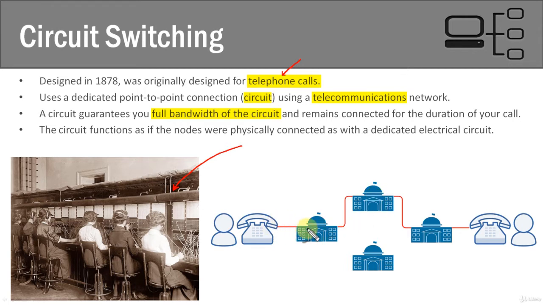So we have the full bandwidth. Nobody else can use this circuit. And so whenever we're talking to this person, or if we're on our dial-up modem and we're communicating with somebody else, nobody else can use that circuit. So it's a dedicated electrical circuit set up for our communication. Now that's the way that circuit switching works.